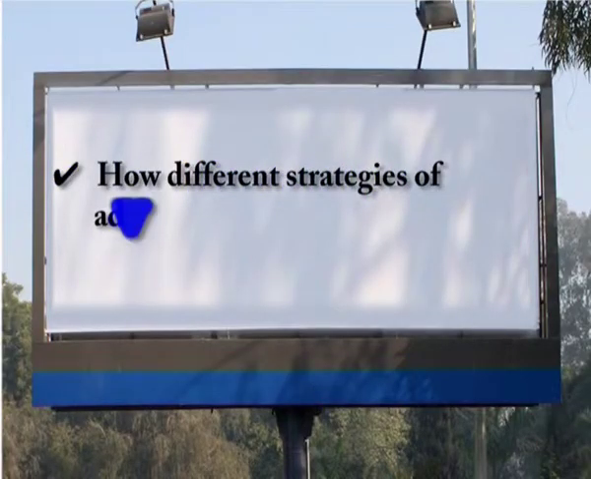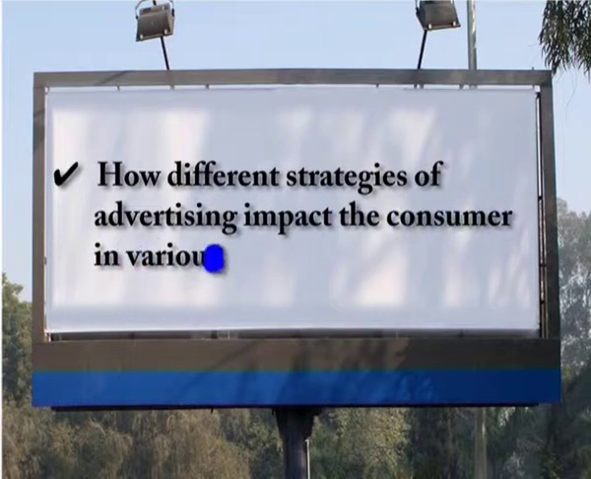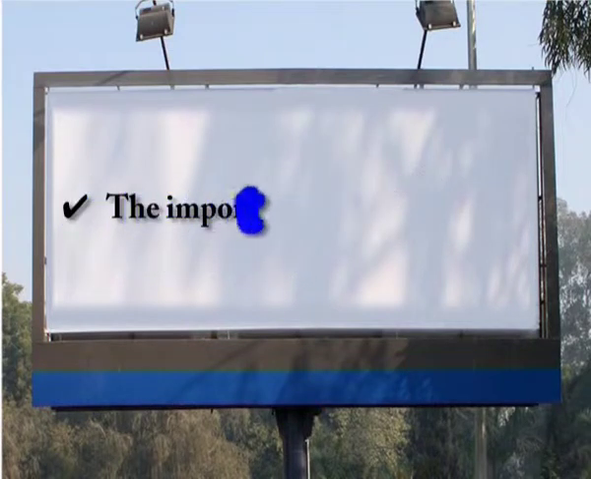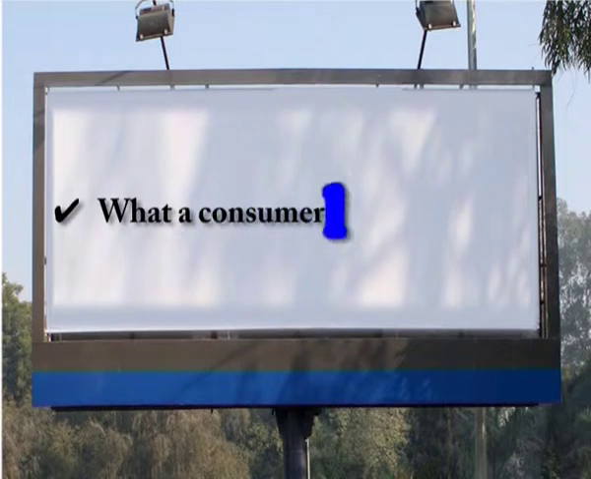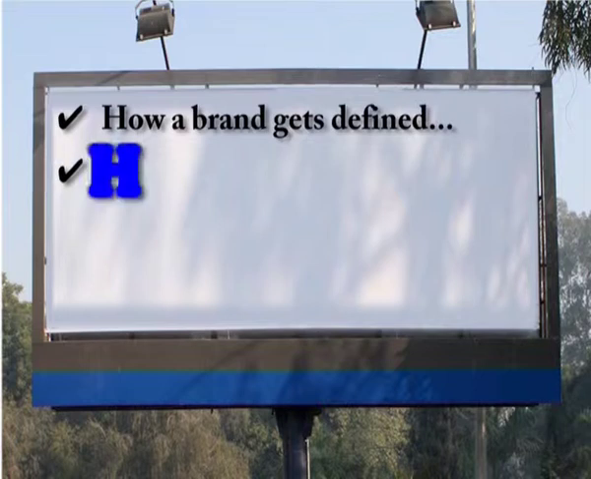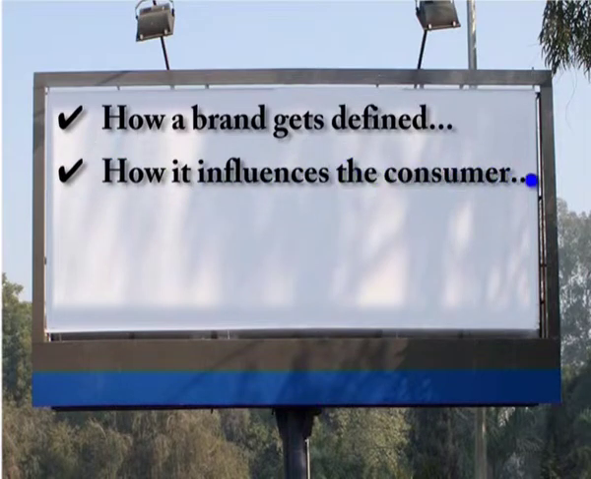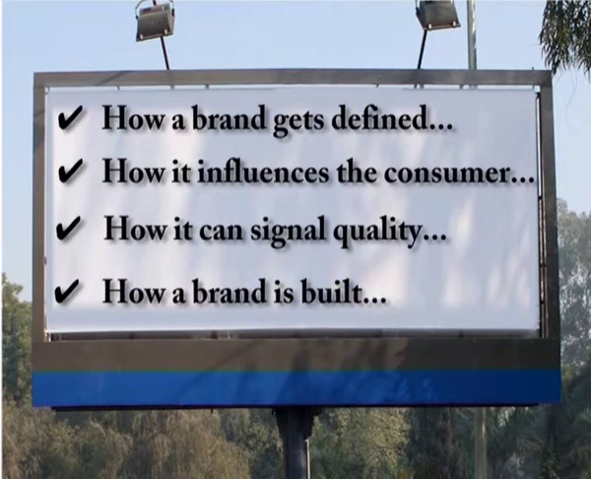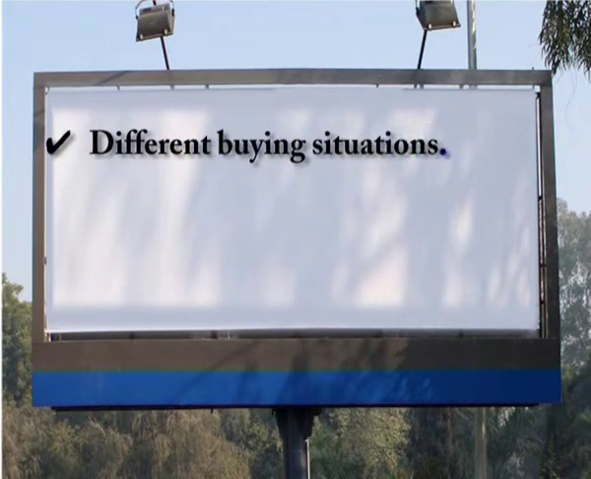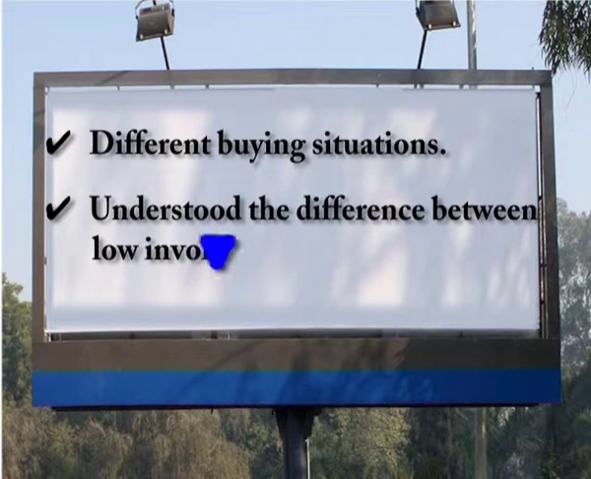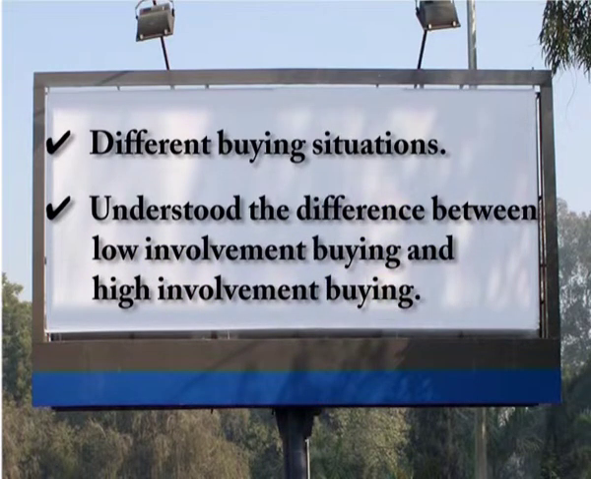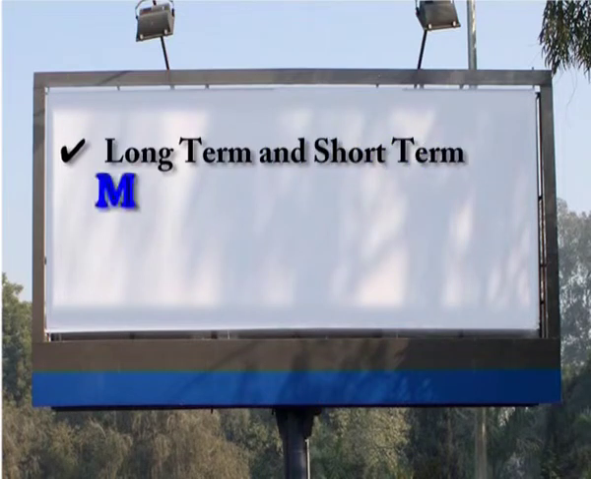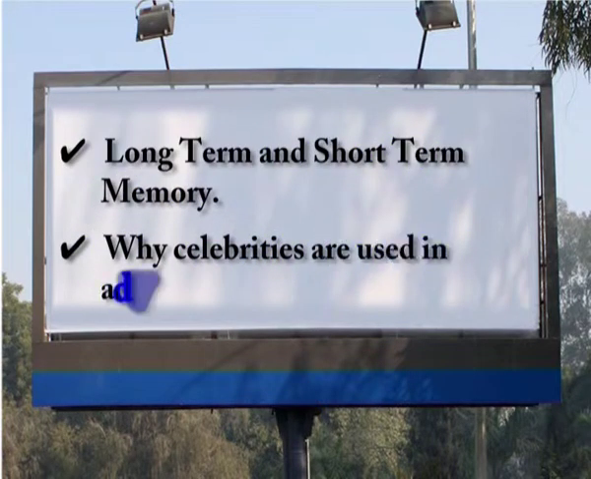In today's episode, we saw how different strategies of advertising impact the consumer in various ways. We saw the importance of recall, what a consumer looks for when he advertises, how a brand gets defined, how it influences the consumer, how it can signal quality, and finally, how a brand is built. We also saw different buying situations, understood the difference between low involvement buying and high involvement buying, long-term and short-term memory, and why celebrities are used in ads.